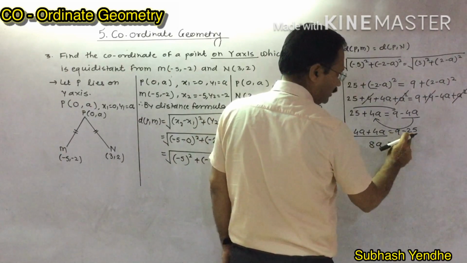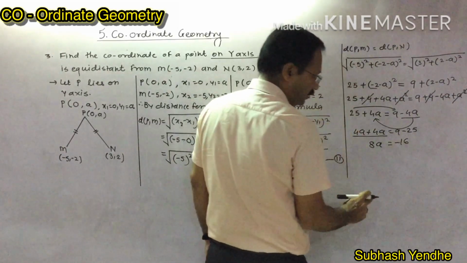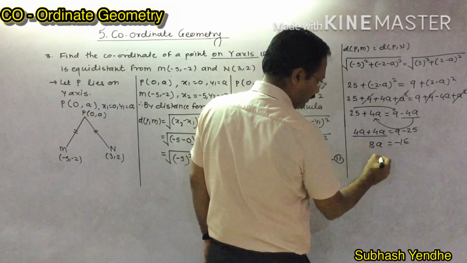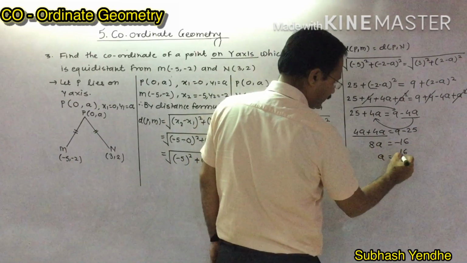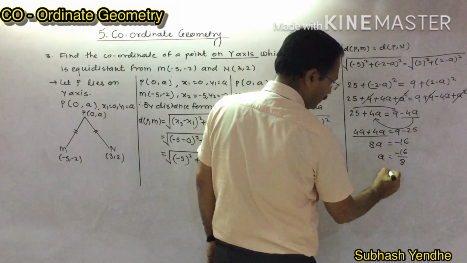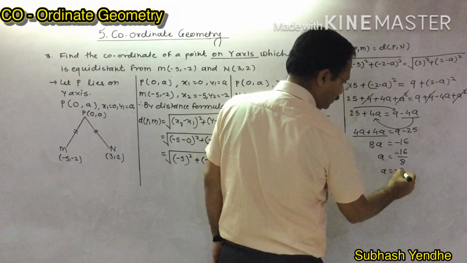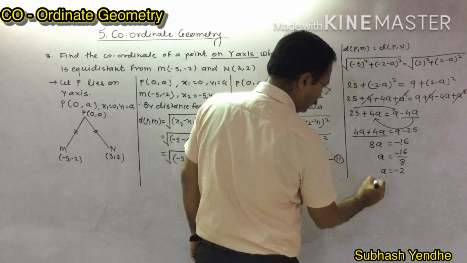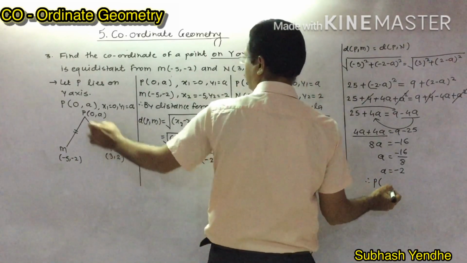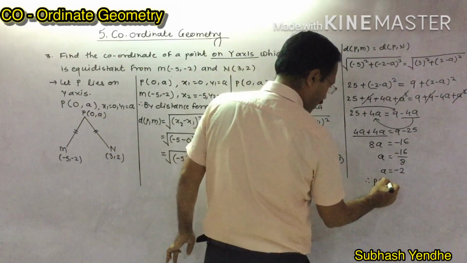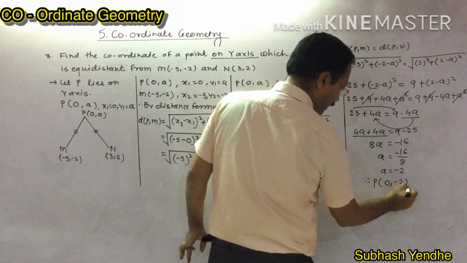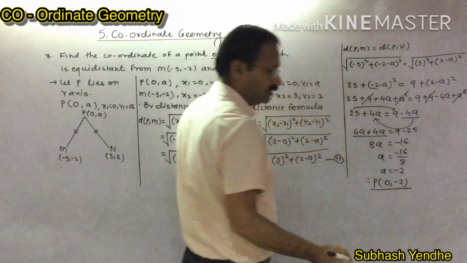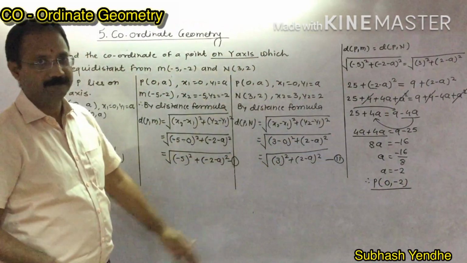Signs are different, so subtract and give the sign of the larger number. So 8 goes on that side: -16 divided by 8. So you will get minus 2. Therefore the coordinates of P are 0 and the value of a is minus 2. These are the coordinates of P.